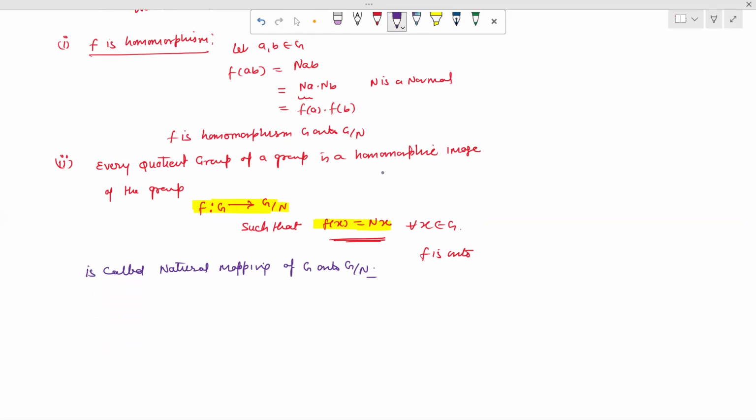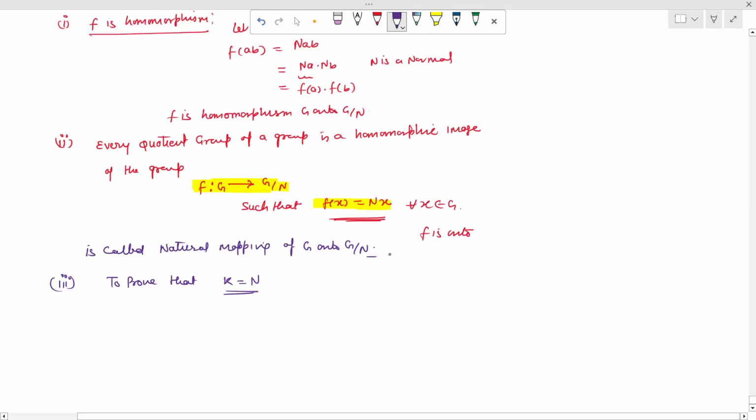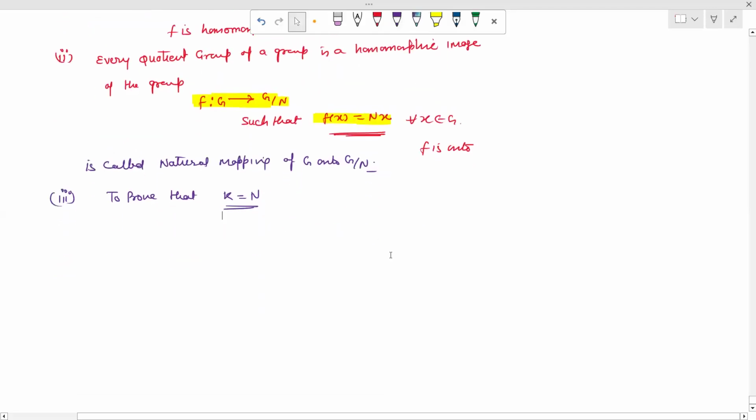Now the third thing we will prove is that the kernel K is equal to N. So for proving kernel K equal to N, we write down: let K be the kernel of homomorphism f.